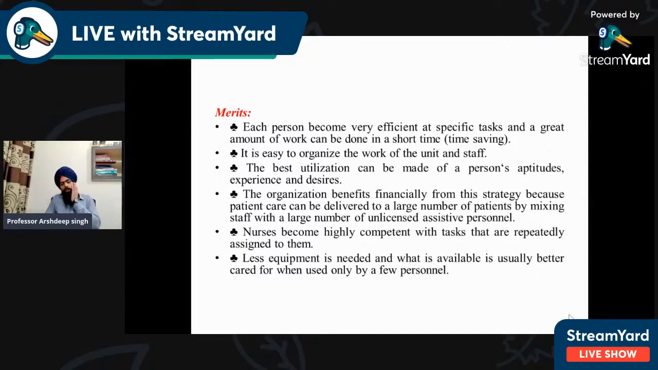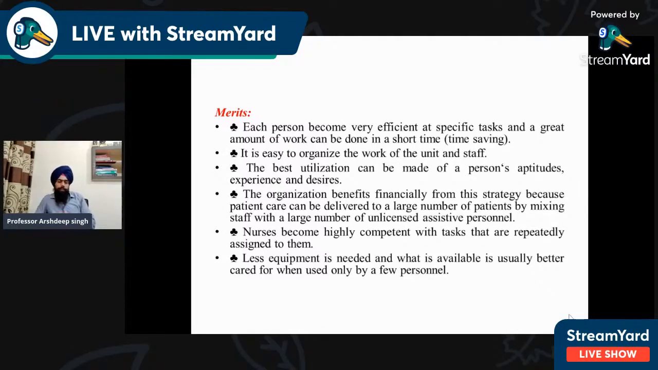Next, the best utilization can be made of the person's aptitude, experience, and desires, because different nurses are skilled in different types of functions, so they can use their skills. Next, the organization benefits financially because patient care can be delivered to a large number of patients by mixing staff with licensed assisted personnel. For example, we can mix fresh nurses with experienced nurses, and they can teach them how to provide the care.